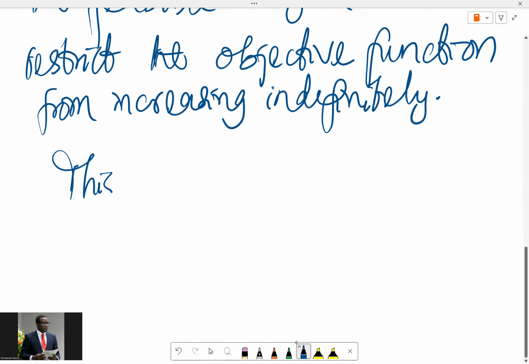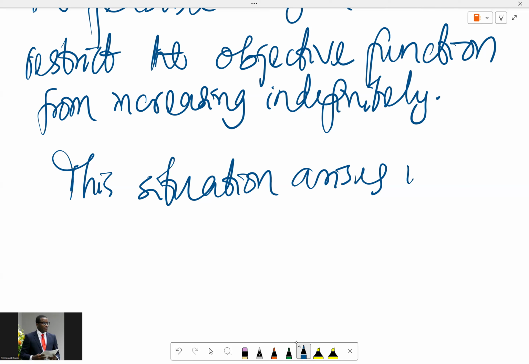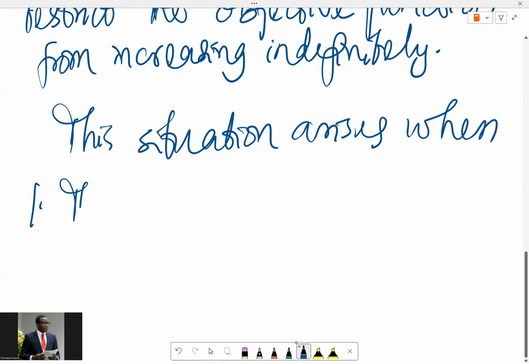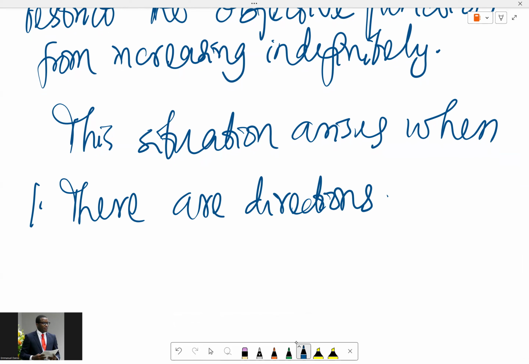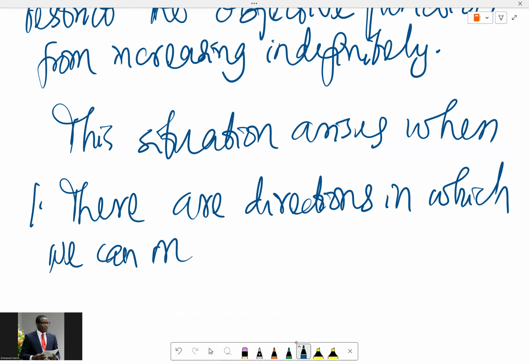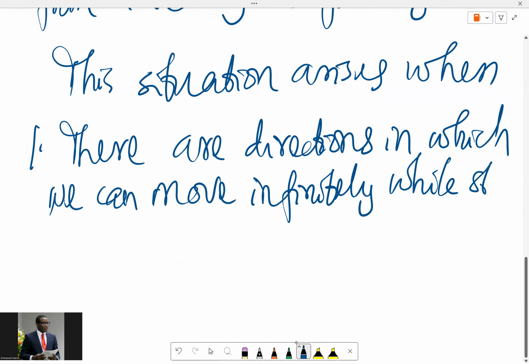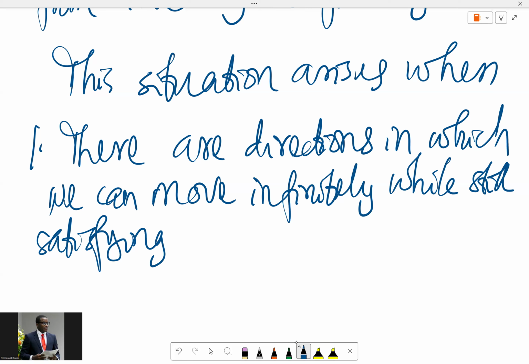This situation arises when, number one, there are directions in which we can move infinitely while still satisfying the problem's constraints.